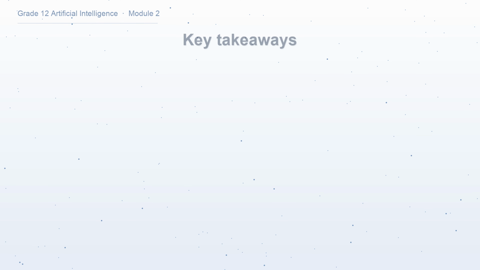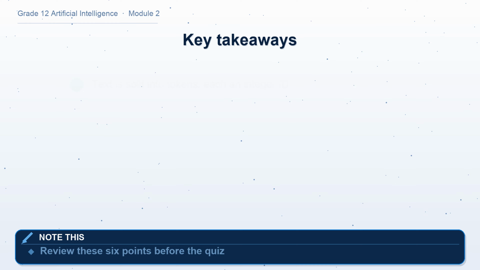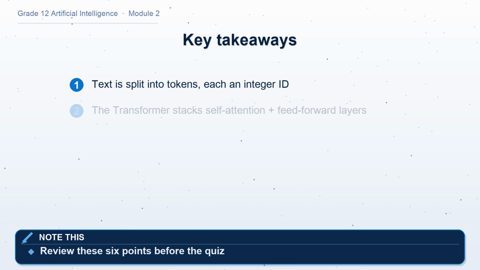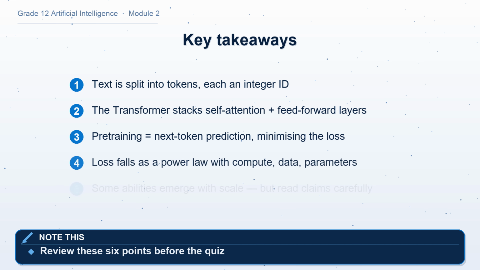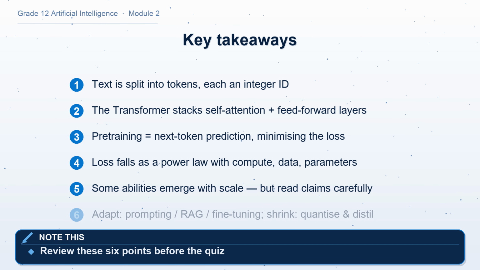Text is first split into tokens, each mapped to an integer. The transformer stacks self-attention and feed-forward layers to process those tokens. Pre-training works by predicting the next token and lowering the loss. As we scale compute, data, and parameters, the loss falls as a power law. Some abilities appear more sharply with scale, though we read such claims carefully. And we adapt models with prompting, retrieval, and fine-tuning, then shrink them with quantization and distillation.